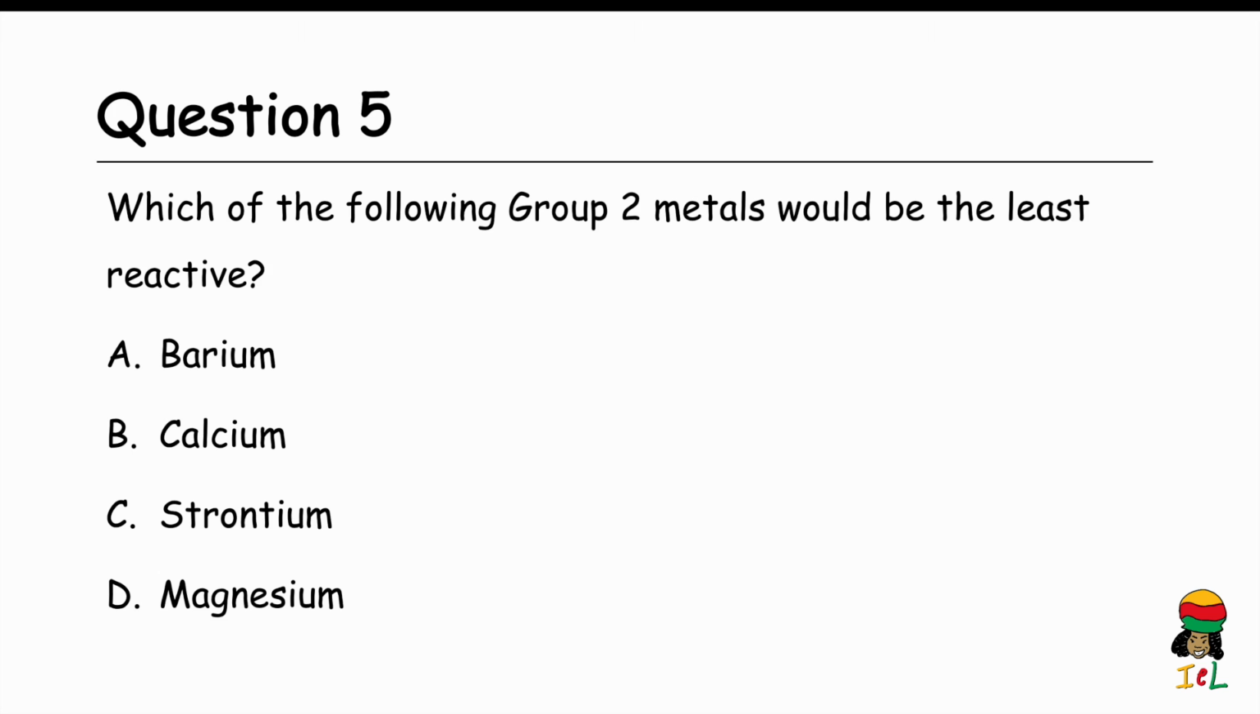Question 5. Which of the following group 2 metals would be the least reactive? A. Barium, B. Calcium, C. Strontium, D. Magnesium. The answer is D, magnesium.